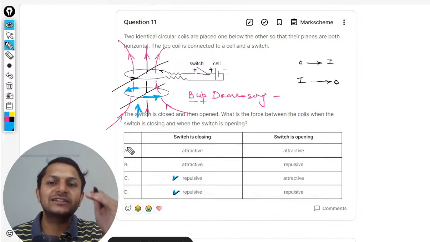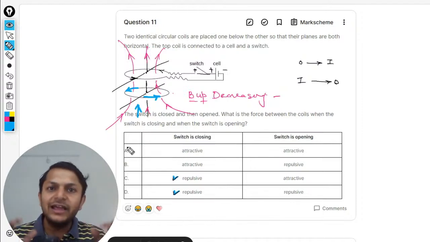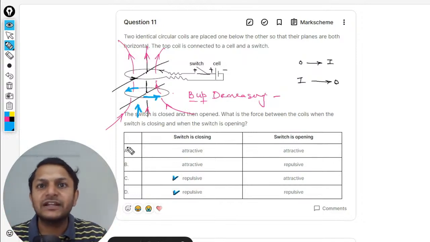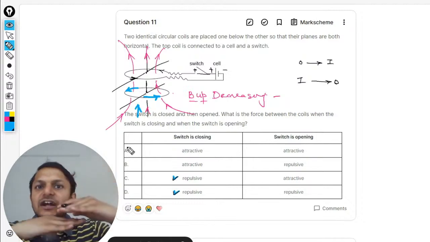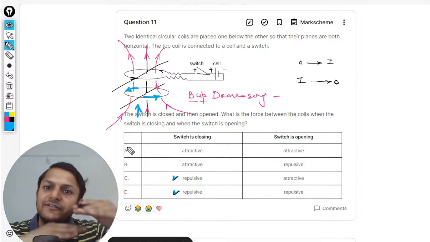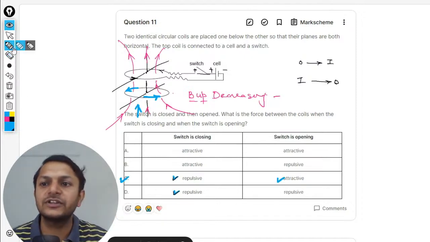Now you see the flux is decreasing. So the ring will say, please do not decrease the flux. The ring is always going to oppose the initial change. So how is it possible that the flux is not reducing? They will start attracting each other. So the downward ring and the upward ring will have an attractive force. So that will be attractive, and hence the answer for this question will be C.